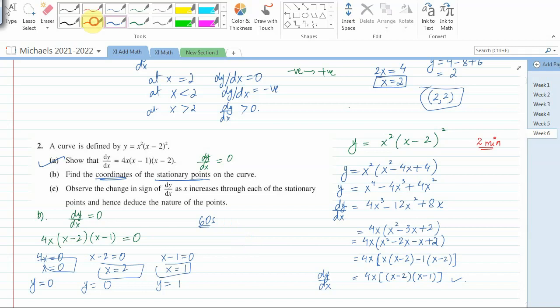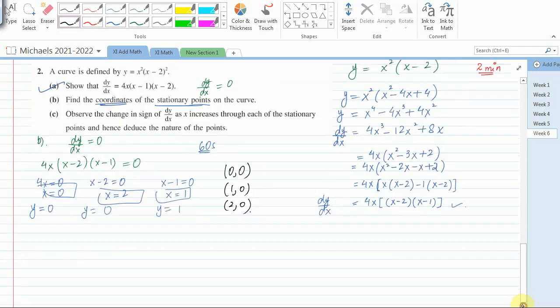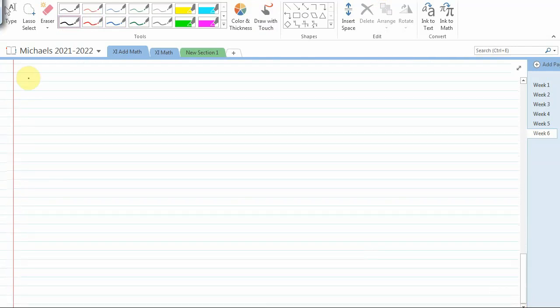So in your final answer form, I can say that the coordinates are (0, 0), (1, 0) and (2, 0). These are the coordinates for stationary points. Alright, so after question number 2, moving on to the next question, question number 3.